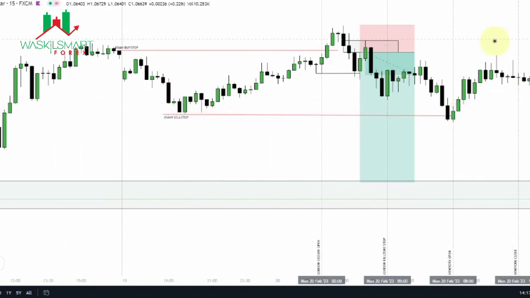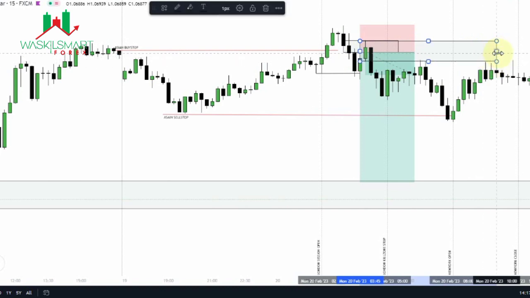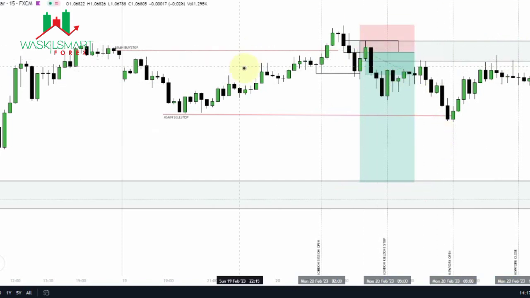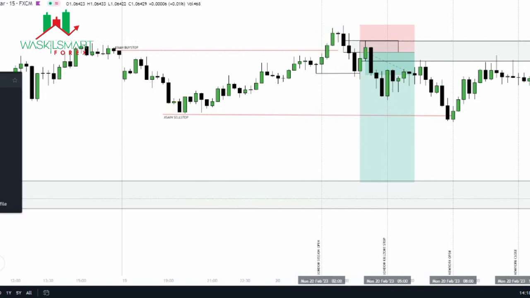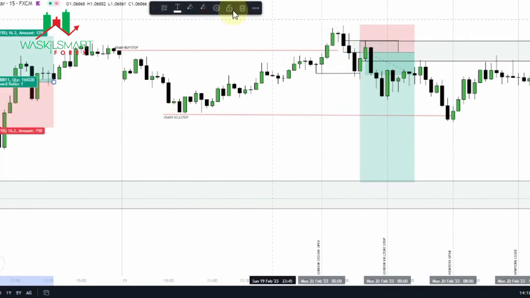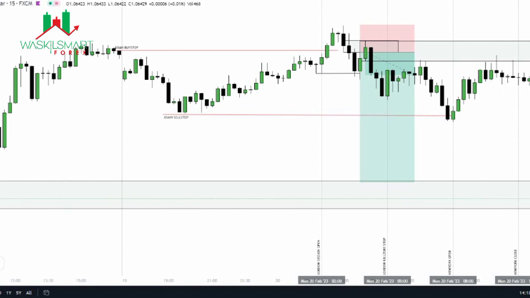So I found another POI here, a new POI. This whole candlestick is a new POI because it's a proportion block. So the proportion block traded inside the other block here. So another new entry here.